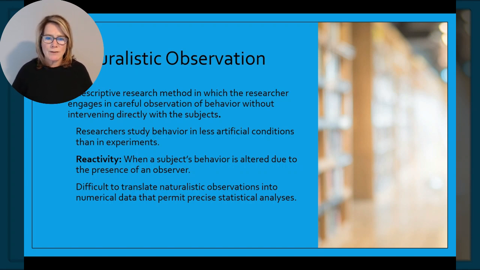So, different ways of measuring things. A naturalistic observation, you just go out and measure what's happening in the real world. If you want to know how kids treat each other and whether they are nice to each other on the playground, go out to a playground and watch them. That's a naturalistic observation. You're going to see a lot of things.